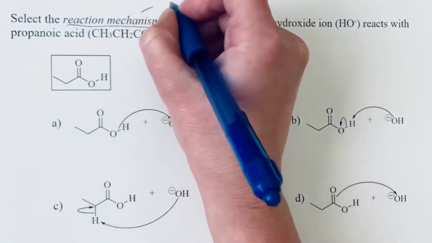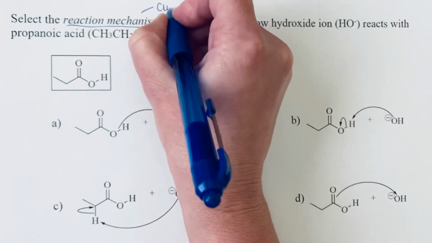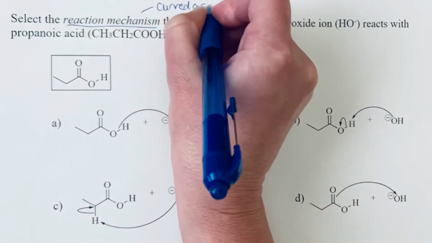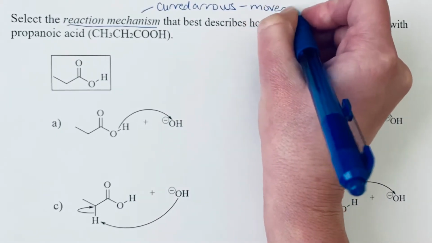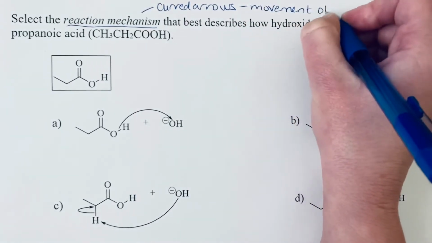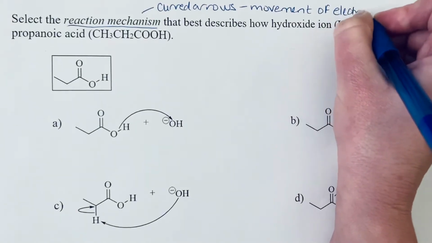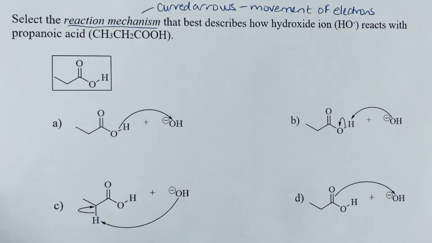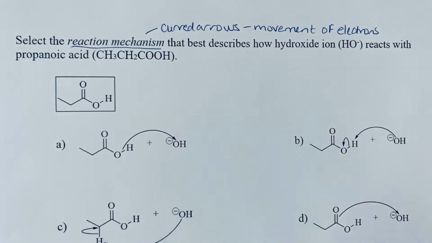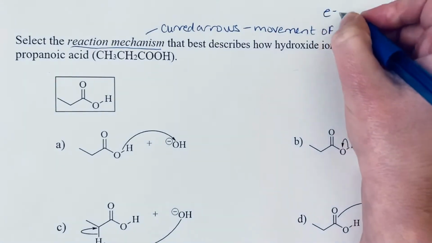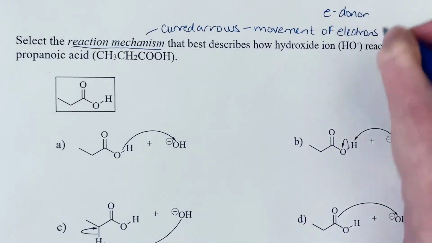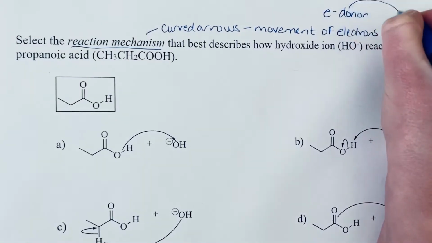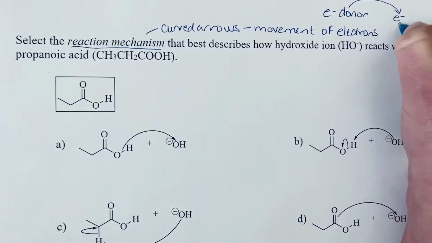And when we draw our curved arrows, what those arrows indicate is the movement of electrons. And so these arrows always start from the electron donor. So this is where your arrow will originate, and it will end at the electron acceptor.